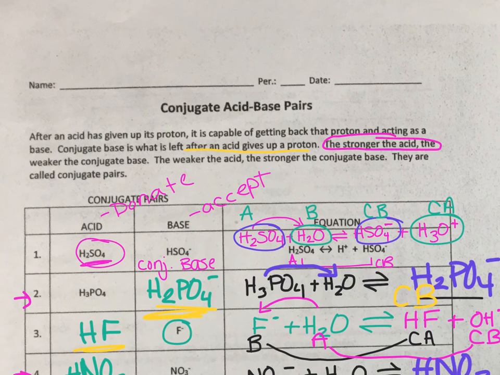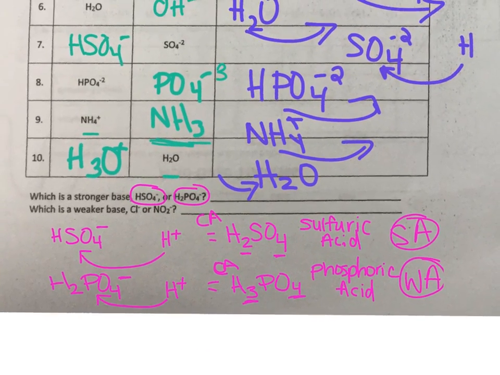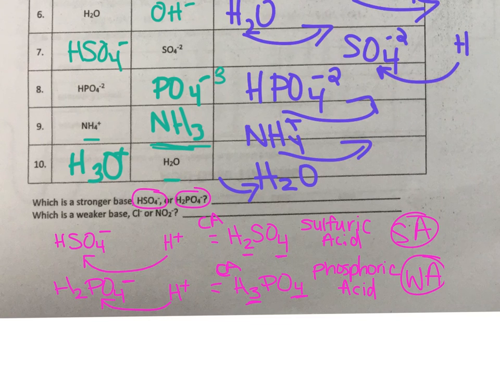The stronger the acid, the weaker the conjugate base. And vice versa. The weaker the acid, the stronger the conjugate base. Okay, so it's going to work both ways. Okay, so knowing that statement, that the stronger you are as an acid, the weaker your base is. The weaker you are as an acid, the stronger your base is. So knowing that statement, let's answer the question. Which one of these is considered a stronger base? Yes, okay, it's the H2PO4.